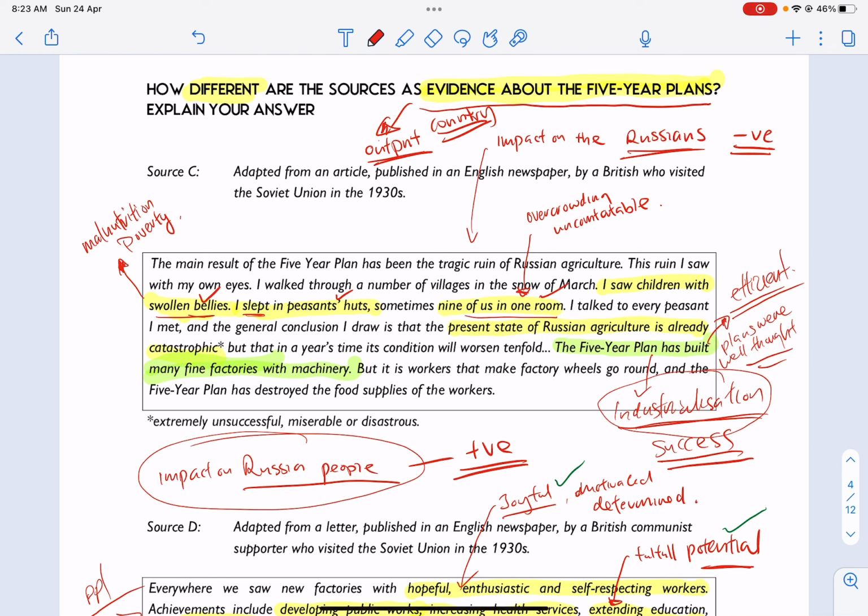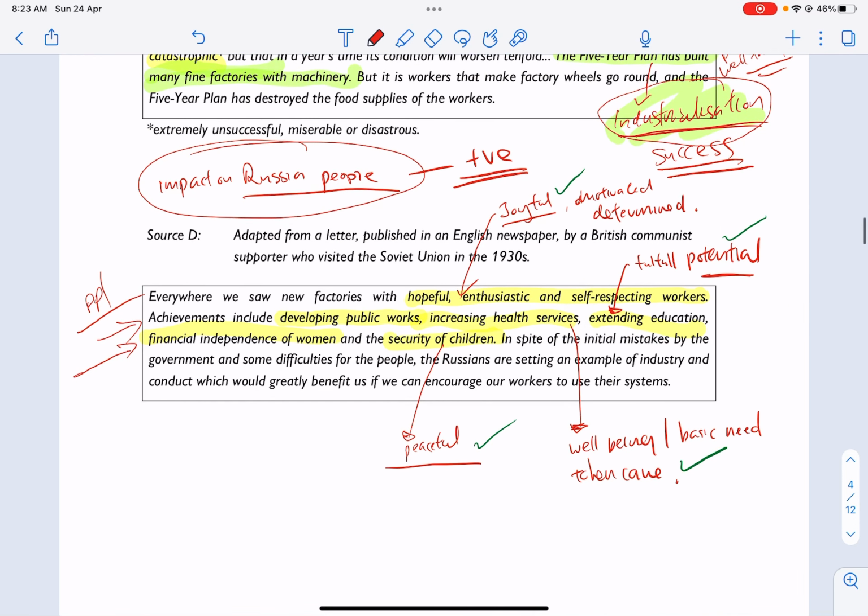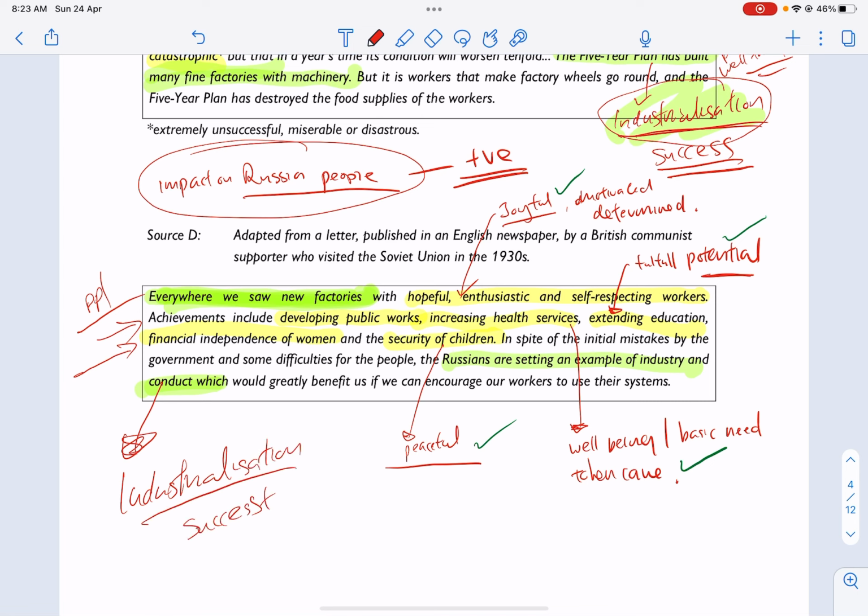Now that we have our topic, let's see whether we can find this same topic in the other source as well. So you have to look at both sources together. And indeed, the other source also has something about the factories. Everywhere we see new factories being built. Russians are setting an example of industry and conduct. Again, this clearly tells me that the industrialization, the building of factories, the modernization of Russia is successful. Yes, so that's that.